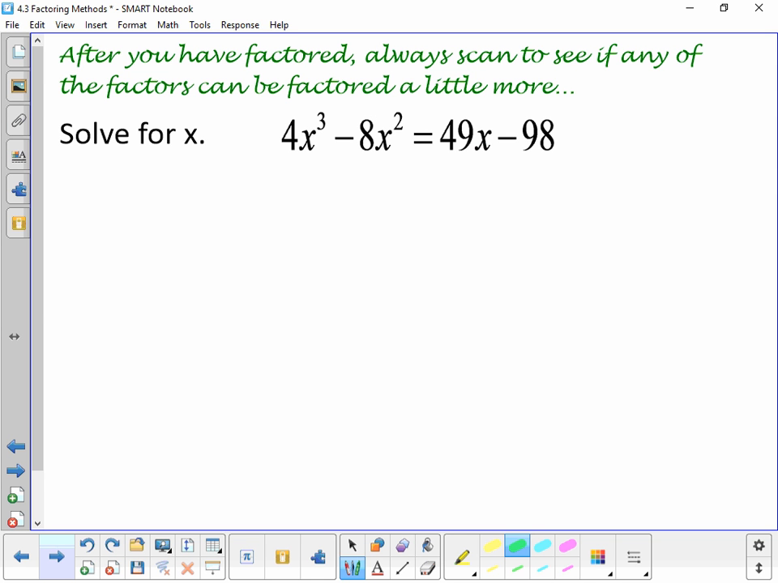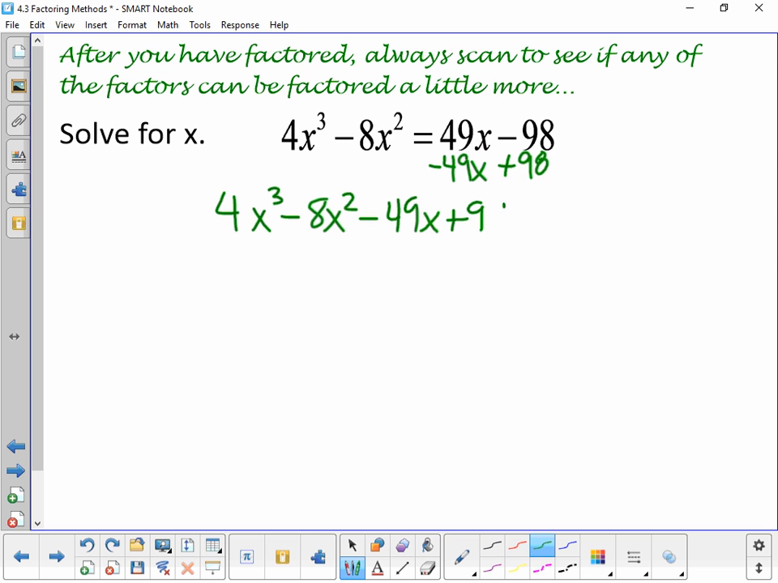Okay, last equation. After you have factored and factored some more, you should always check and see if any of the factors can be factored a little bit more. In other words, keep going until you literally cannot factor anything else. So we're going to solve this equation for x. It's 4x to the third minus 8x squared is equal to 49x minus 98. When we're dealing with polynomials, remember that we want our equations to be equal to 0. So I'm going to subtract the 49x and add 98. That is equal to 0.